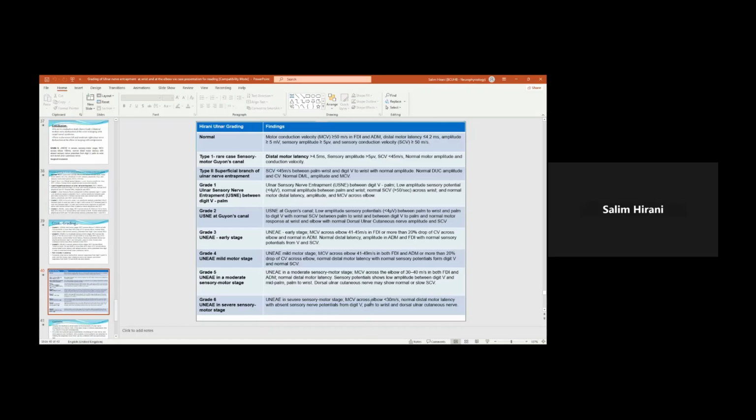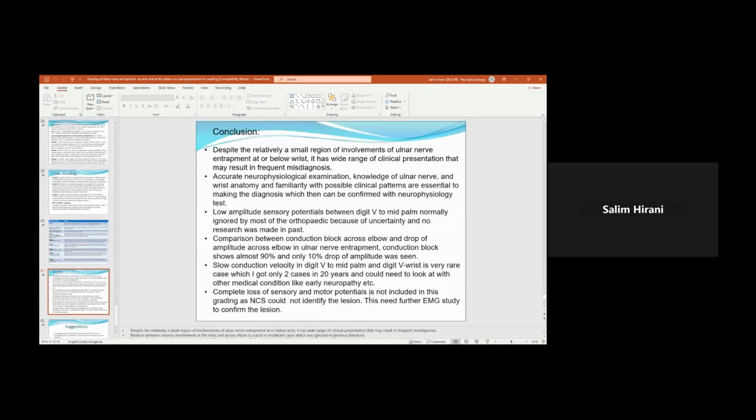So the conclusion. Despite the relative rarity of ulnar nerve entrapment at or below the wrist, it has a wide range of clinical presentation that may result in frequent misdiagnosis. And you saw clearly that one of the patients was operated on across the elbow, while the patient had a problem at the wrist. So that's why accurate neurophysiological examination, knowledge of ulnar nerve and wrist anatomy, and familiarity with the possible clinical patterns are essential to making the diagnosis, which can then be confirmed with the neurophysiology test.